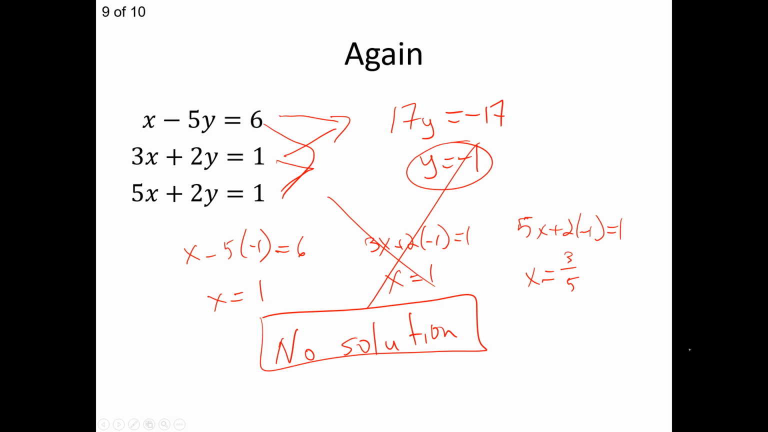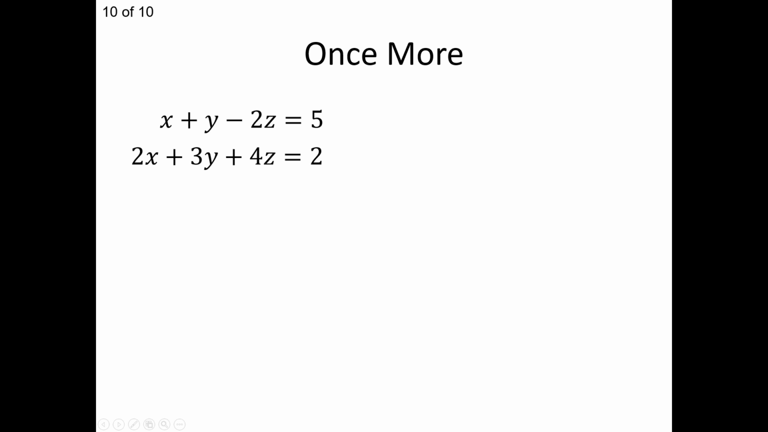One last example we're going to look at here. Let's do it once more. This is actually 2 linear equations of 3 variables. So we're going to solve for x, y, and z in this case.